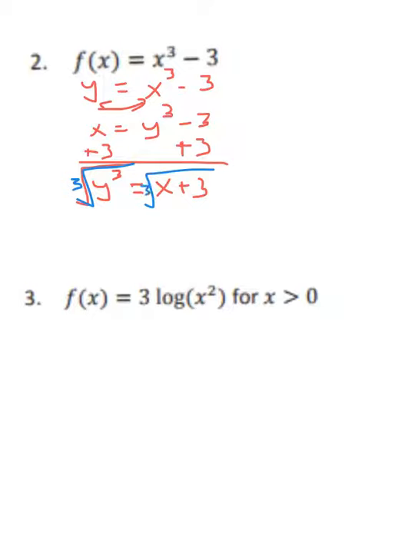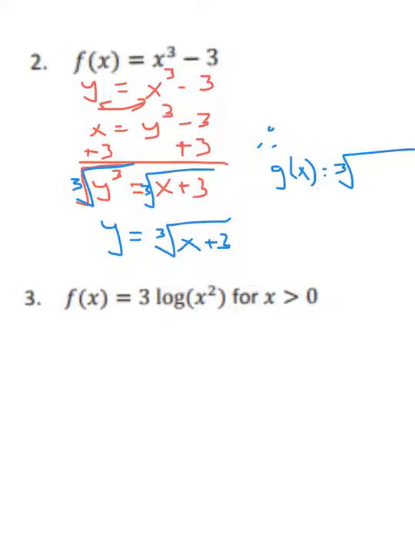Cubed root. So you will get y equals the cubed root of x plus 3. Therefore, last step, just replace y with g of x. G of x equals the cubed root of x plus 3. And you did it. All right, moving on to the next one.